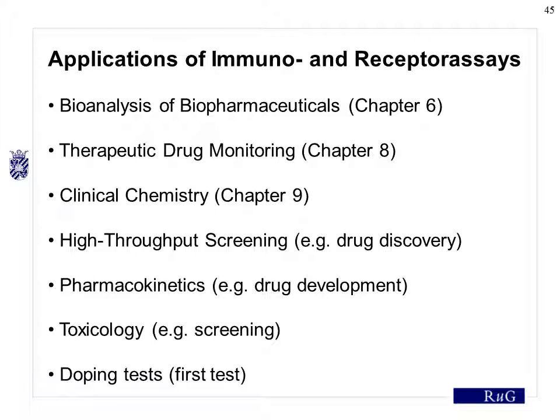Toxicology screening is also very important, and immuno and receptor assays are used in that context as shown in this chapter already. And finally, doping tests, at least the first set, rely on immunoassays, on quick assays that can be performed on-site before samples are then transferred to the lab for maybe more in-depth analyses by liquid chromatography and mass spectrometry. So this shows you that ligand binding assays really have a very important place in bioanalysis, and millions of such assays are performed every year around the world.